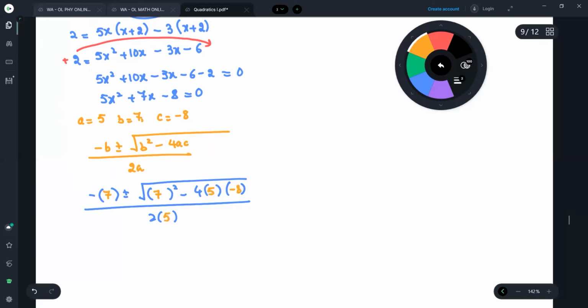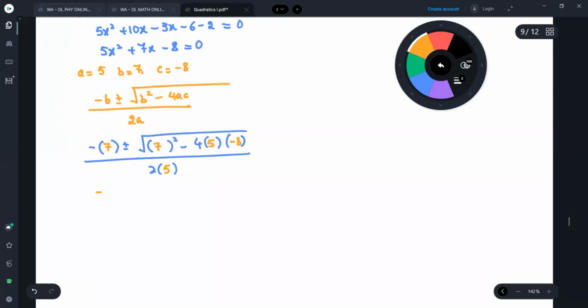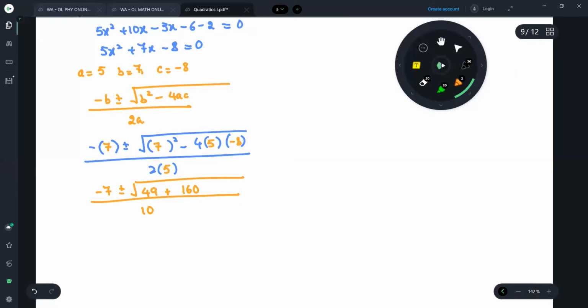And a is 5. Now, minus 7 plus minus square root of 49 minus, calculator please, 4 into 5 into 8, calculator please. Good. Plus 160. Plus 160, all of you, plus, because you see there is a minus sign. Very good. Now what do I do? Can you solve what is inside under the square root, please? So 209. Minus 7 stays as it is, plus minus, very good, 209 over 10.